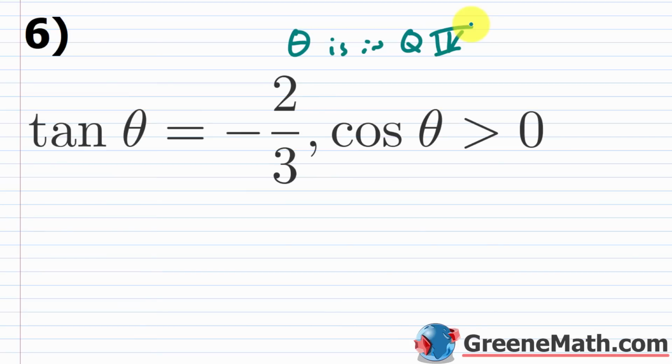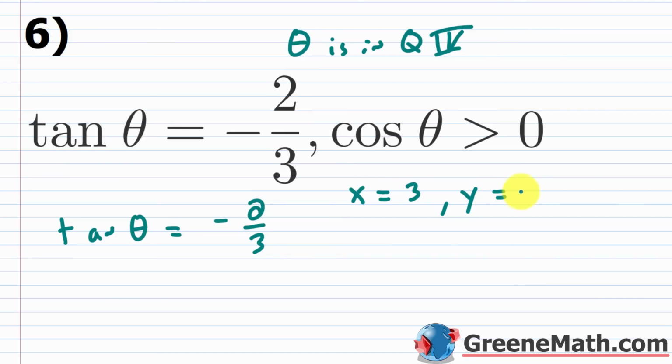Okay, so that tells me that the x values are positive and the y values are negative. So if you have something like the tangent of theta is equal to -2/3 like this, well, this is y over x. And again, the y values are negative, the x values are positive. So that tells me that x is going to be +3 and y is going to be -2.